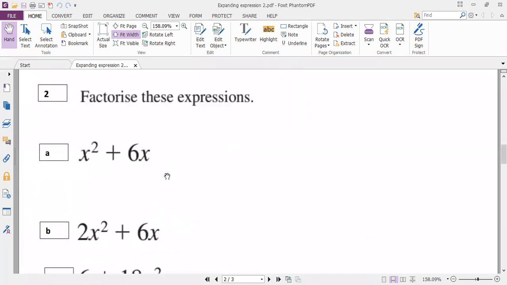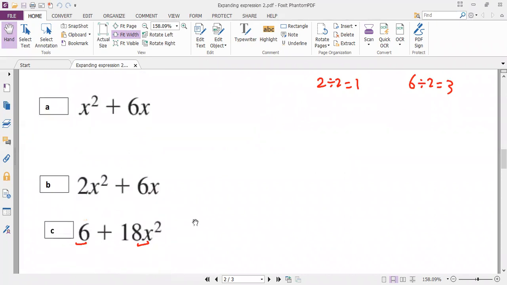Let's move to the next one. I have 2x squared plus 6x, and as you know, let's look at the coefficients of them, 2 and 6. 2 and 6 are divisible by 2. We can divide 2 by 2 to get 1, and we can divide 6 by 2 to get 3. So we can write 2x squared as 2 multiplied by x multiplied by x, plus 6x. You know, 6 we can write as 2 times 3 times x.